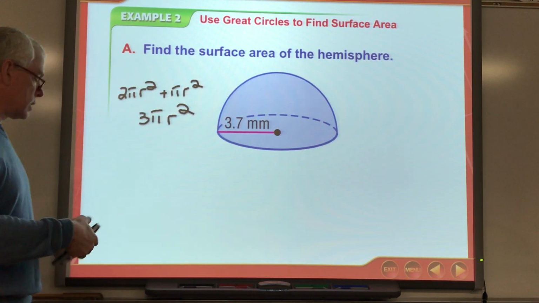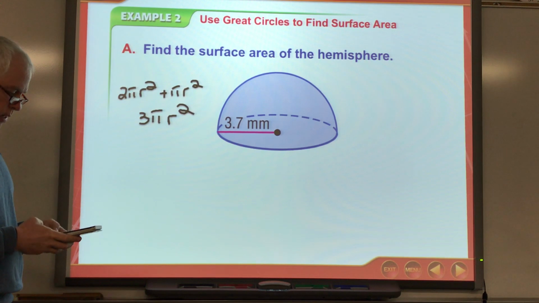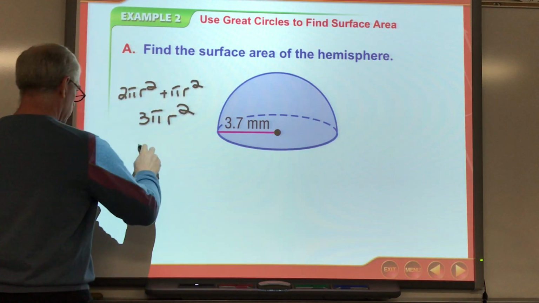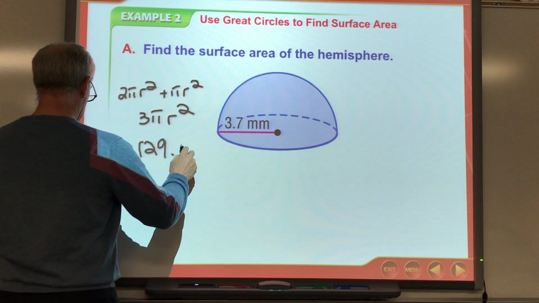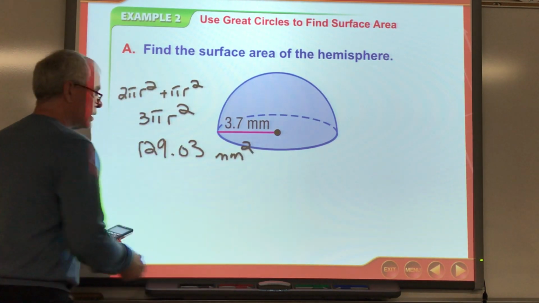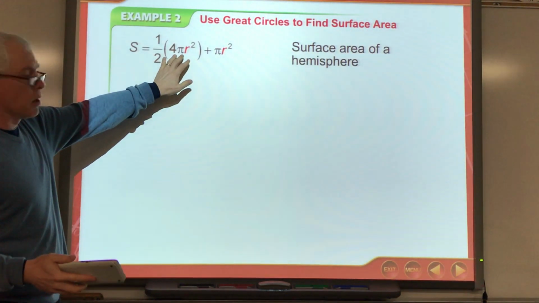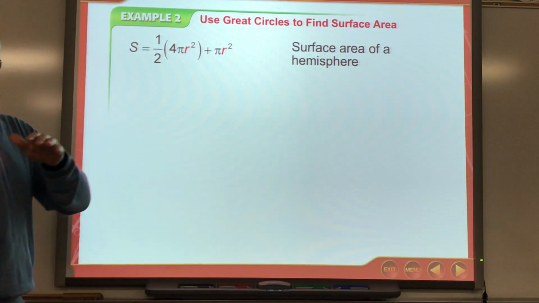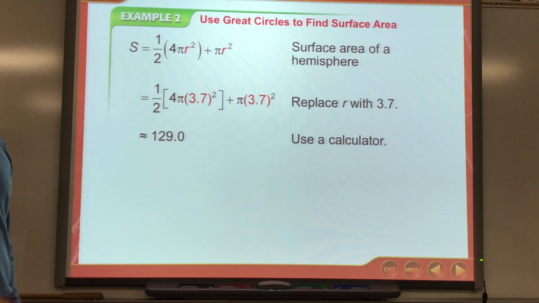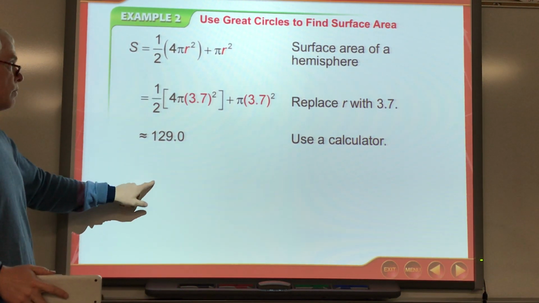So our radius is 3.7. We can go 3 times pi times 3.7 squared. Okay, I get 129 or so. Let's see what they get. They're going to do it in a similar fashion, but so half of 4 pi r squared, there's the 2 pi r squared we got, plus the pi r squared for the cross section at the bottom. They're going to put all of that stuff in there. They're going to get the same 129 that we got, but doing it a little more complicated. So 3 pi r squared will get you the surface area of a hemisphere.